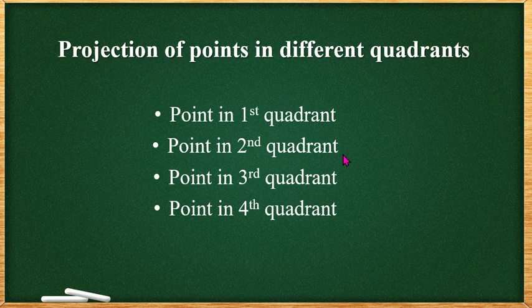When a point is placed in the second quadrant, it means the point is at some distance behind VP and some distance above HP. A point placed in the third quadrant means the point is placed below HP and behind VP. And a point placed in the fourth quadrant means the point is below HP and in front of VP. We can look at this concept in more detail in later videos.